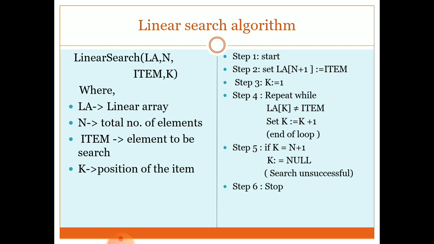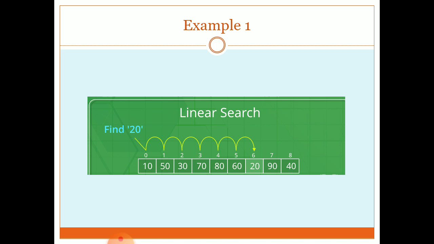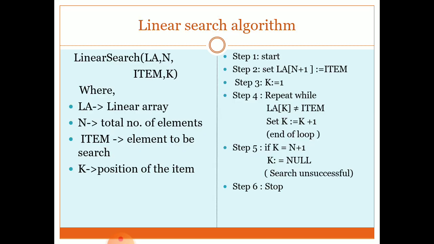I define LA, which is nothing but the linear array. N is the total number of elements. Item is the element which you want to search from the given array. And K is the position of the item, the position at which we will find that particular element. Clear? So here we will start with the algorithm.